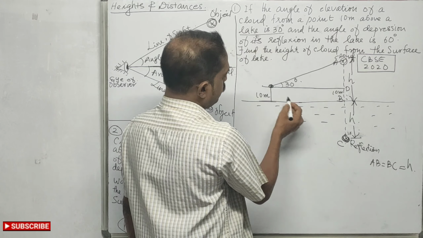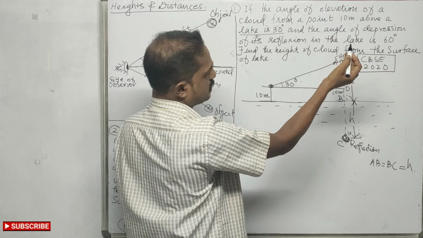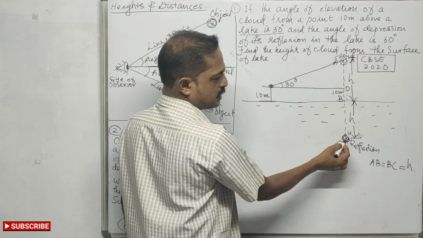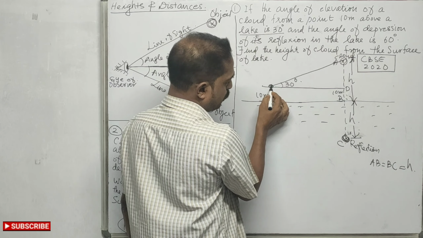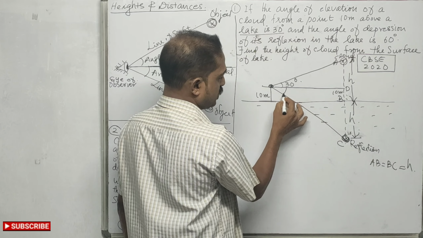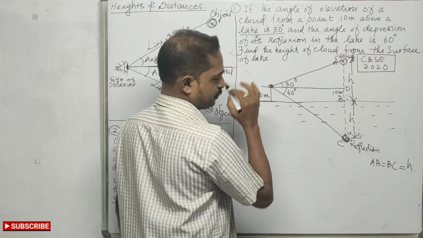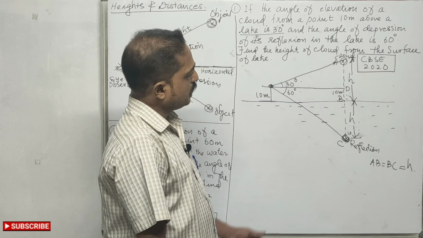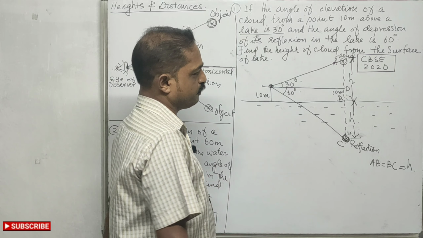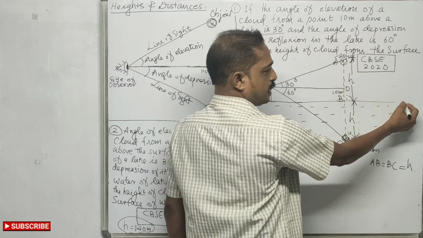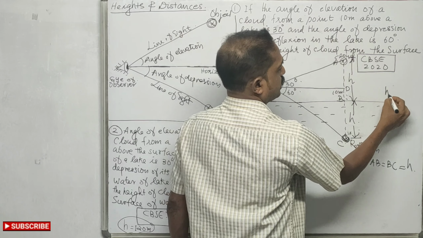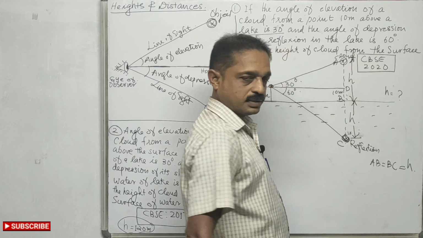This is the angle of depression of its reflection, 60 degree. From this point, this is the reflection of the cloud. From this point, the angle of depression of the reflection is 60 degree. So this angle is 60 degree. You are required to find out the height of the cloud from the surface of the lake. So this is the surface of the lake, and you will have to find out the height of the cloud from the surface of the lake. That is, H is to be calculated.